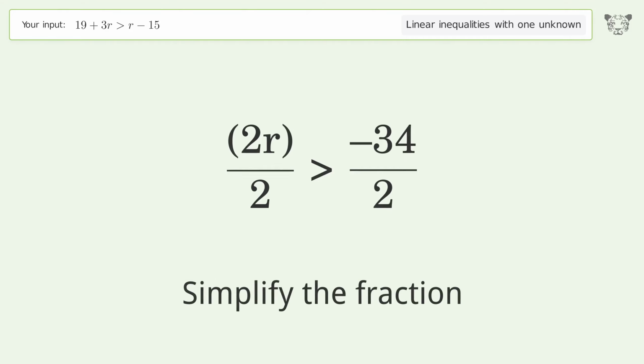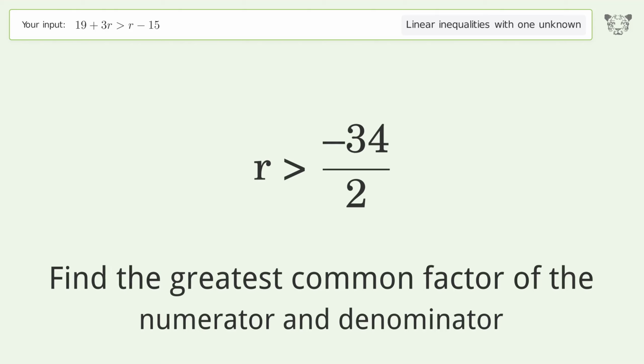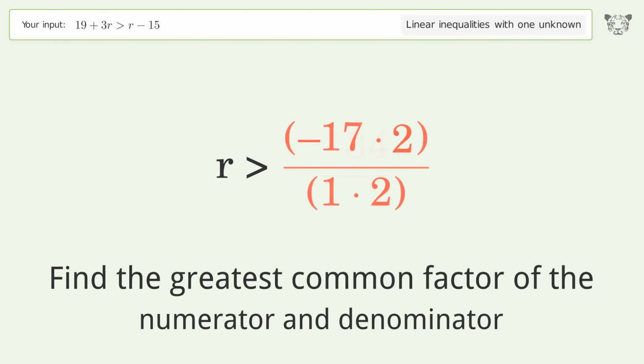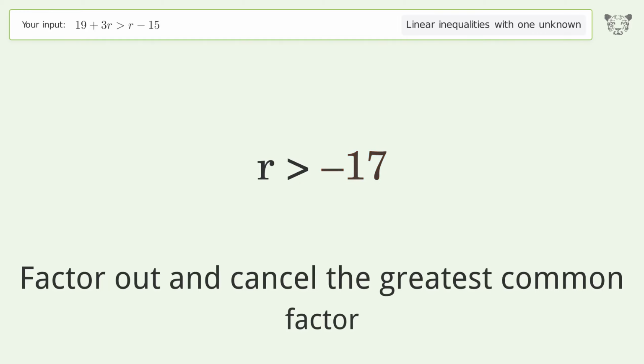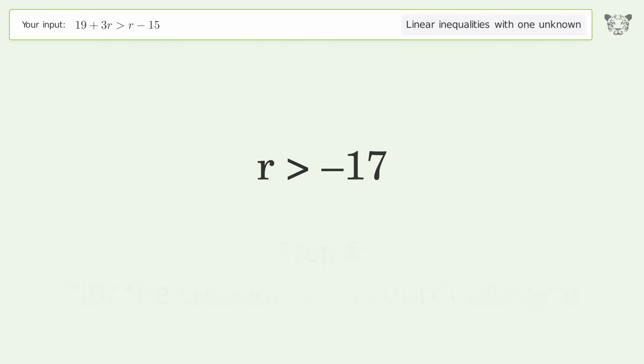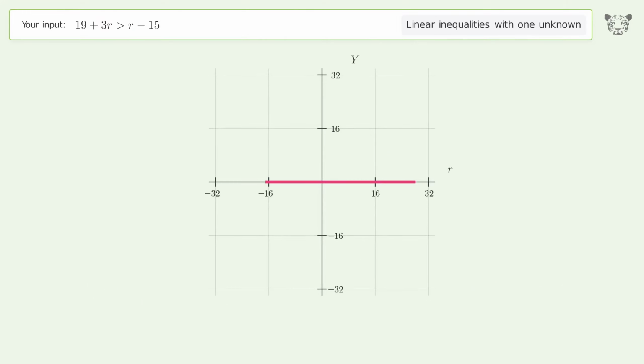Simplify the fraction. Find the greatest common factor of the numerator and denominator. Factor out and cancel the greatest common factor. Plot the solution on a coordinate grid. And so the final result is r greater than -17.